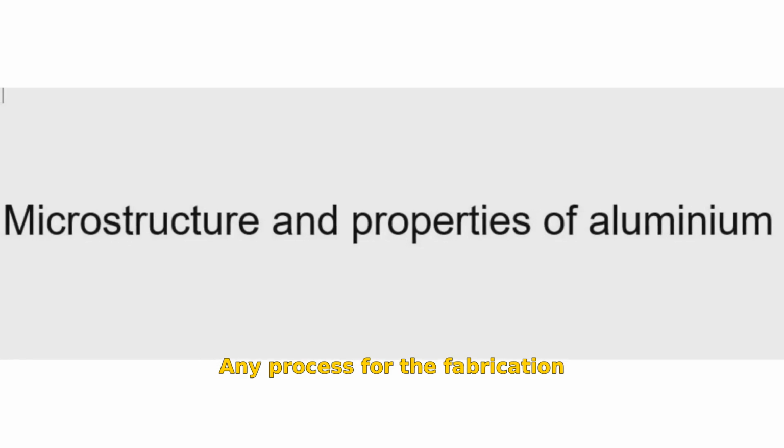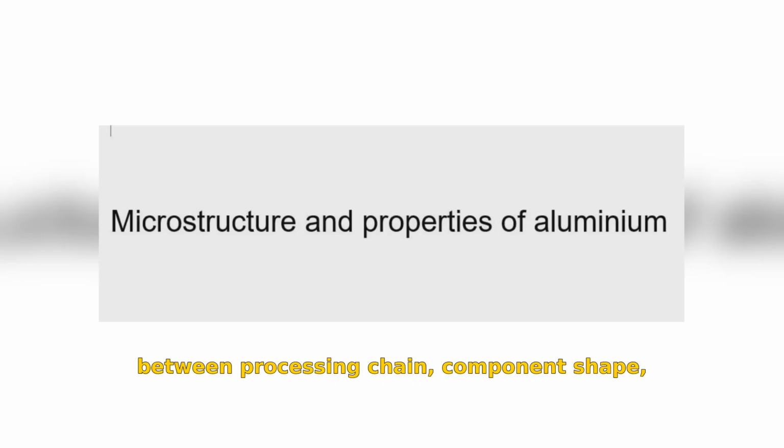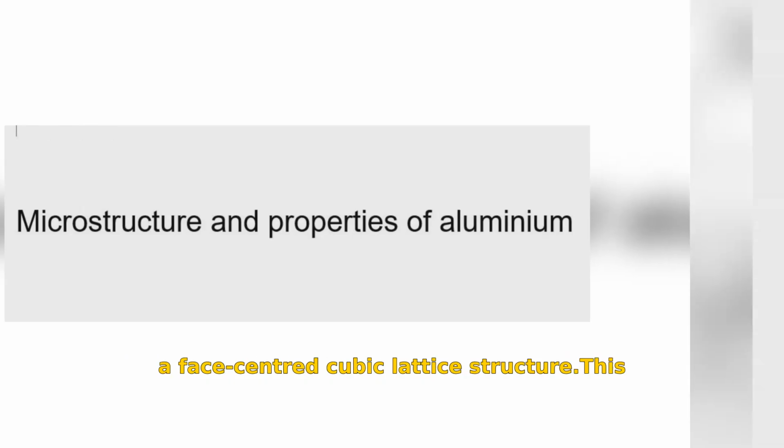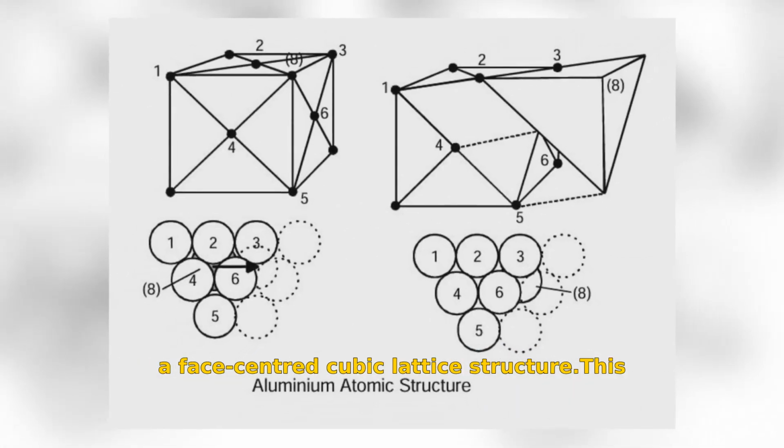Any process for the fabrication of aluminium components determines not only the shape of the component, but also its microstructure. In turn, the microstructure determines the component's attributes. It is very important to understand the interaction between processing chain, component shape, microstructure, and the component's properties. Aluminium has a face-centered cubic lattice structure.